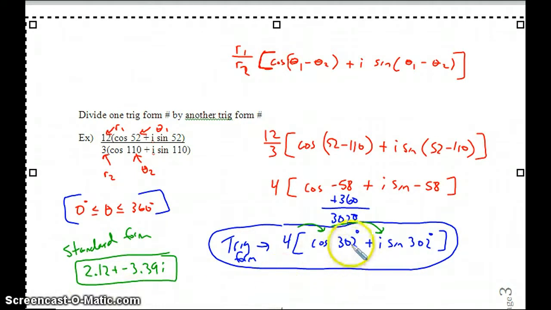Again, please make sure that in your final answer, whenever it's in trigonometric form, it doesn't matter if it's just a dividing problem, anytime you write it in trigonometric form, you have to have this number that is between 0 degrees and 360 degrees.